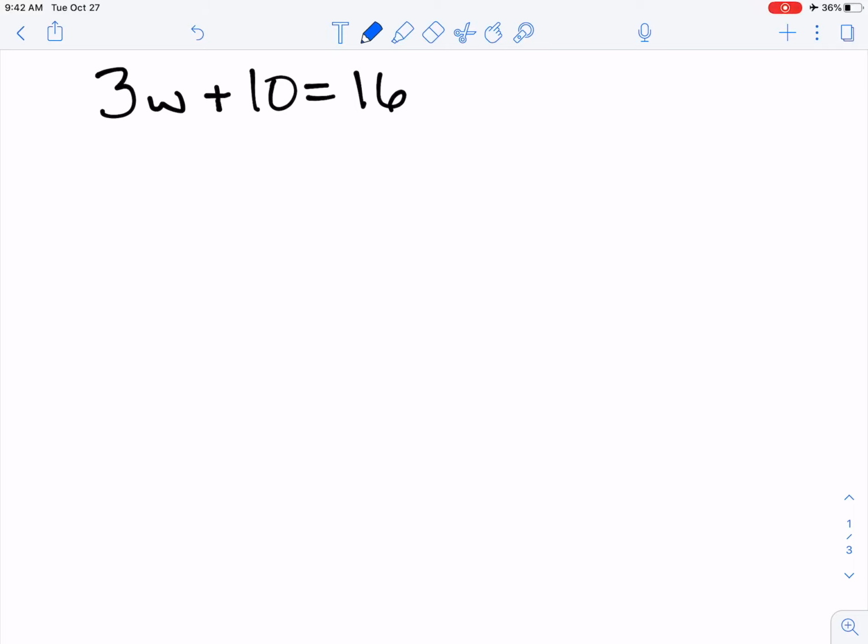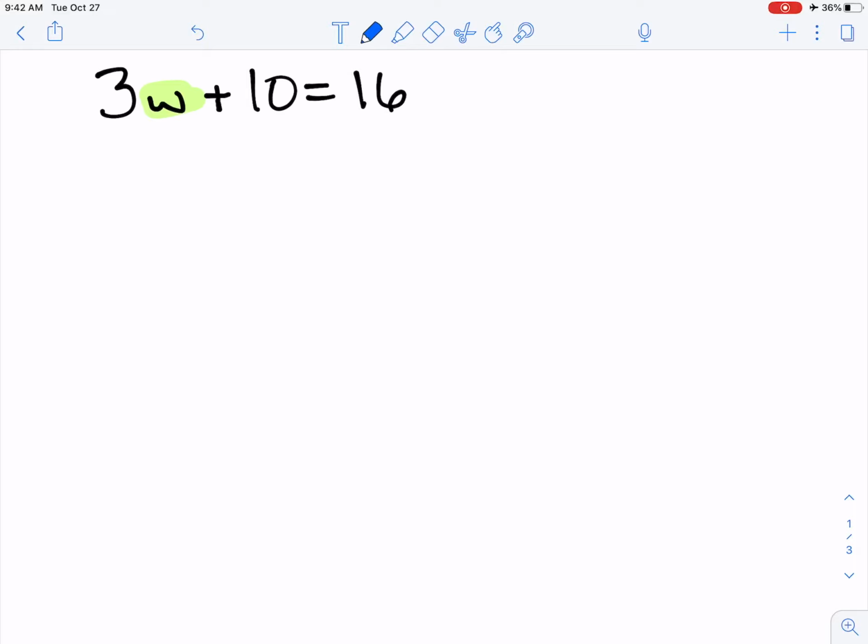All right, today we are going to look at solving two-step equations. So I have an equation here. We're going to try to isolate our variable. We're going to try to get that w by itself. So we have to move things away from the w. You want to start by removing anything that is being added or subtracted.